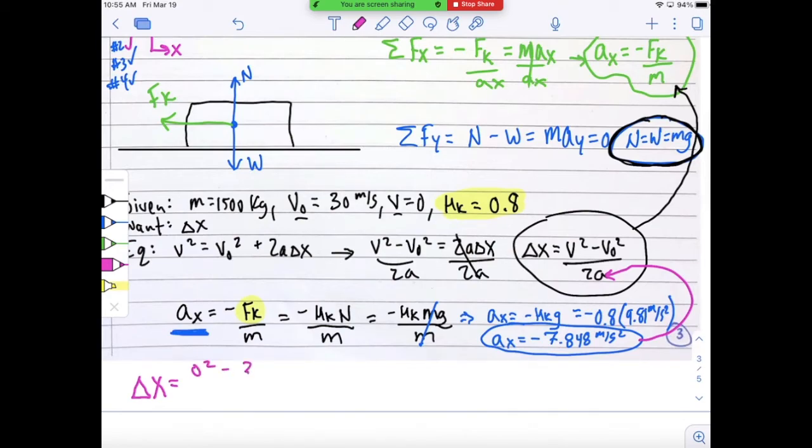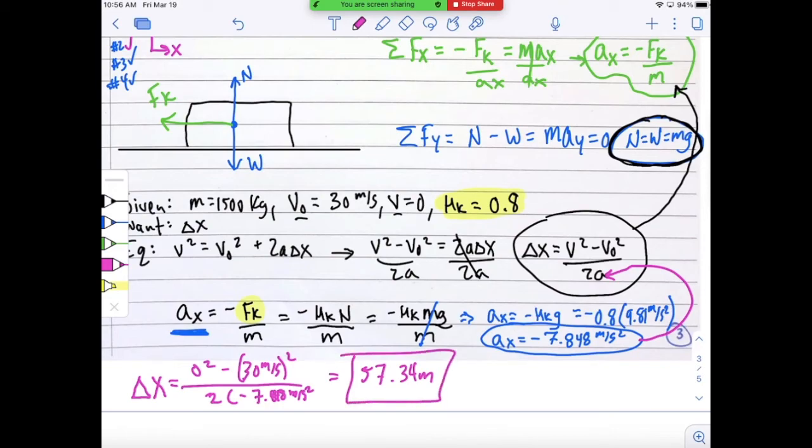So delta x is equal to v squared, which is 0 squared, minus v0 squared, which is 30 meters per second squared, all over 2 times negative 7.848 meters per second squared. Sorry, getting run out of room here. If you crunch that, I got it worked out to be 57.34 meters. So that's how far the car would skid before it comes to a stop.